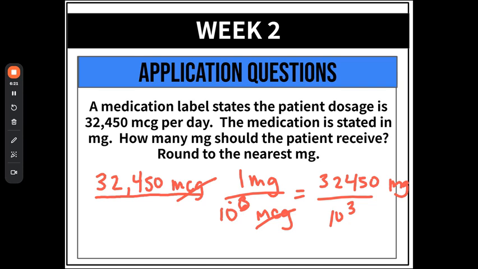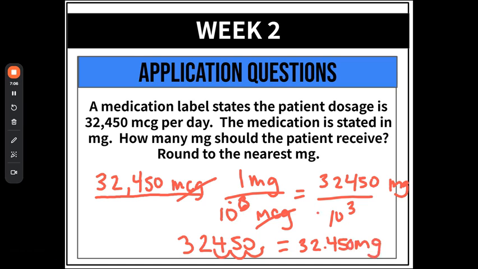Great. Okay, so now let's divide. So 10 to the third is just 1,000. And just like we did in the last video, when we divide, we can simply move our decimal. So I've got 32,450. And the decimal's right here. So I'm going to move it 3 times to right there. And that gives us 32.450 milligrams.